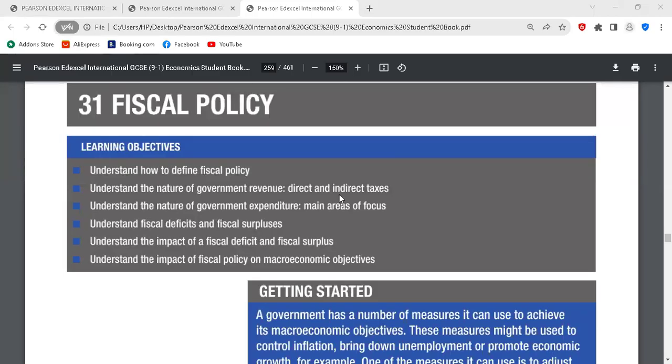Chapter 31, fiscal policy. When we talk about fiscal policy, we're talking about the use of taxation and subsidy. That's government using taxation and subsidy to correct or to manipulate the economy.